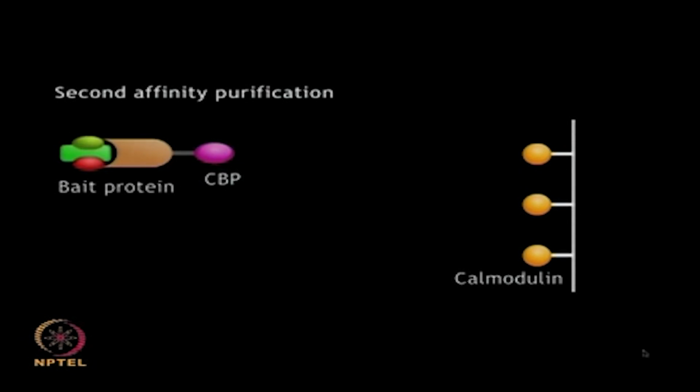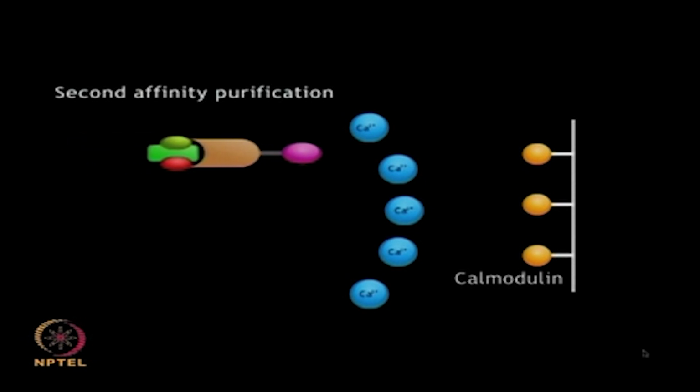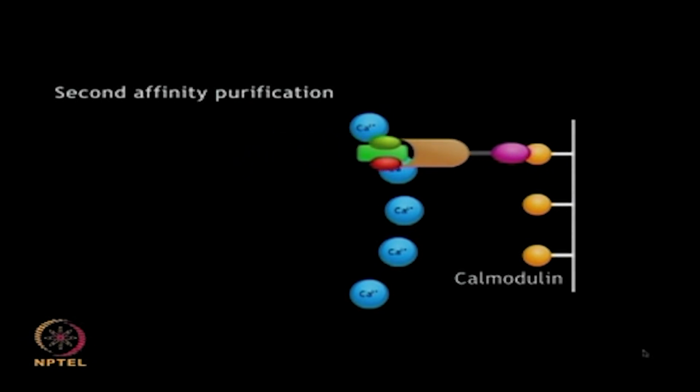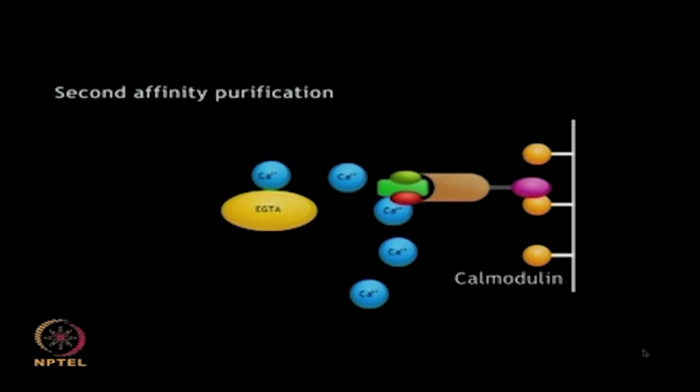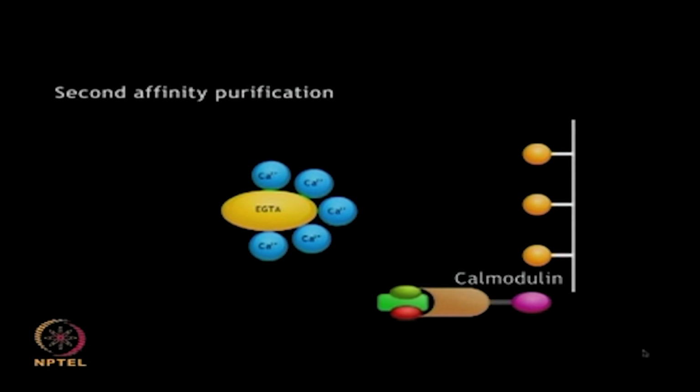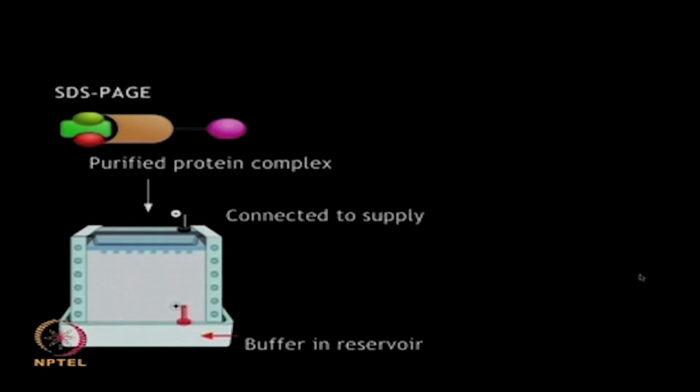Now, let us talk about the second affinity purification, in which the bait-prey complex is bound via the CBP domain to a calmodulin functionalized column in the presence of calcium ions. The column is washed to remove any other unwanted contaminants, after which a chelating agent is added, which complexes the calcium ions. Once these are removed, the CBP-calmodulin interaction is weakened and leads to release of purified protein complexes.